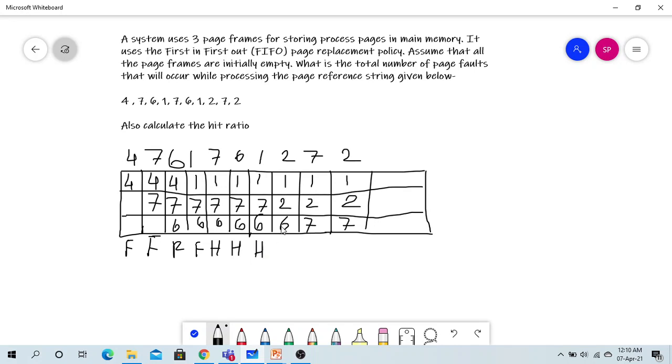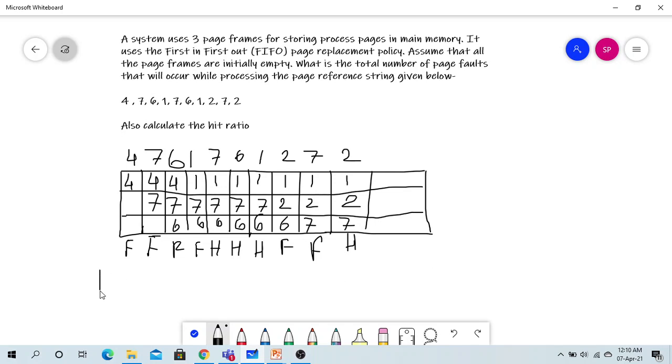Here this page is not a hit because we have replaced 7 by 2. So this is a fault. This is a fault. Here the sequence remains same. That means again we have received a hit.